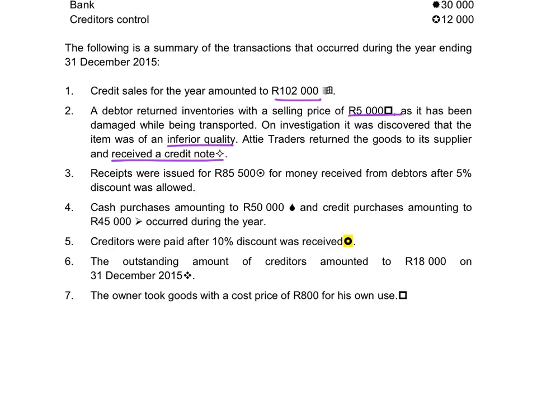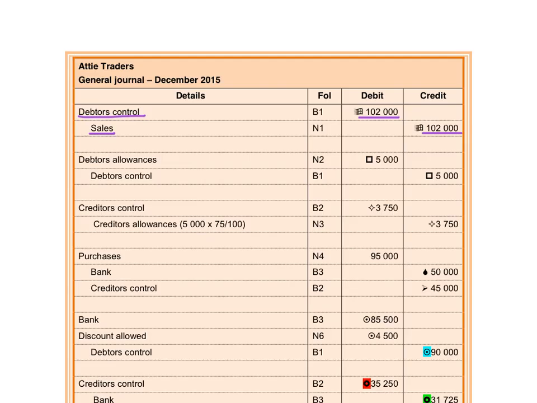Remember that when the goods are returned to the creditor, you have to calculate the cost price of the goods because you will receive the money back at cost price from the supplier. When the goods are returned, the debtor's allowances is debited to reduce the sales that we had in the previous entry. Debtor's control is credited to reduce the amount that the debtors owe.